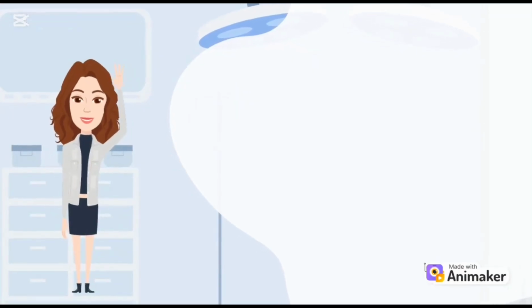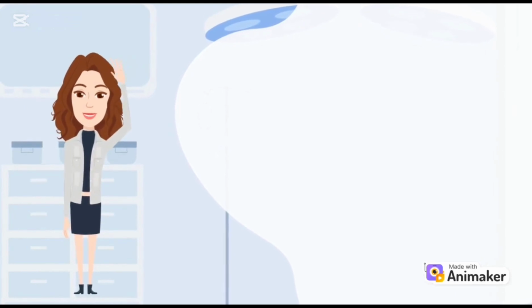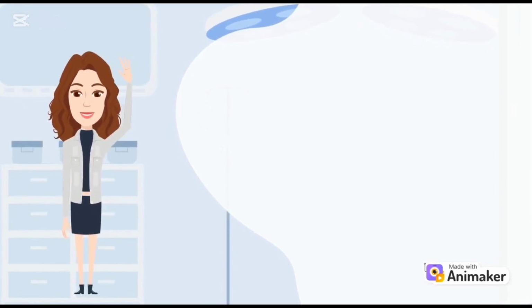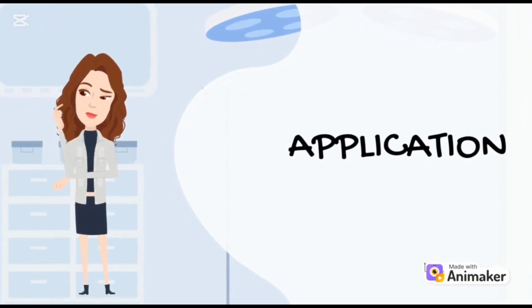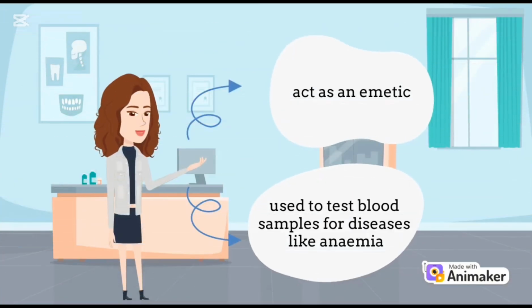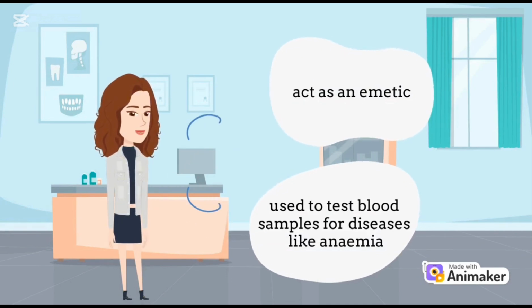Hi, I'm Hannes. As we all know, copper 2 sulfate has been widely used in medicine. Now, let's see the application of copper 2 sulfate in medicine. First of all, copper 2 sulfate can act as an emetic. Emetic is a medicine or other substance which causes vomiting. It is also used as an emergency treatment of poisoning with certain toxins that have been swallowed.